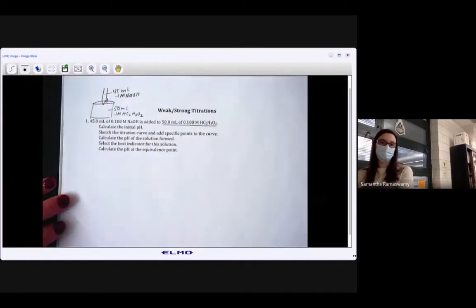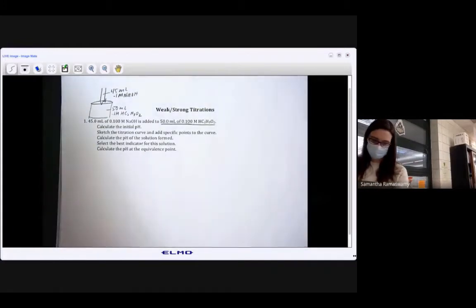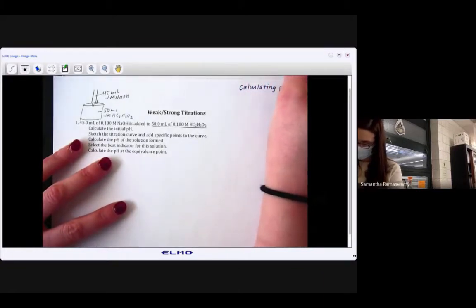do here. So once it's calculate the initial pH, sketch the titration curve, add specific points, calculate the pH of the solution formed, pick the indicator, calculate the pH of the equivalence point. The 2 pH calculations are what will take us the most time, because that's the neutralization where we add volume to volume. So we have to do dilution, stoichiometry, equilibrium. But the first thing that I want to think about is calculating pH. So I'm going to write this down the side of the page.